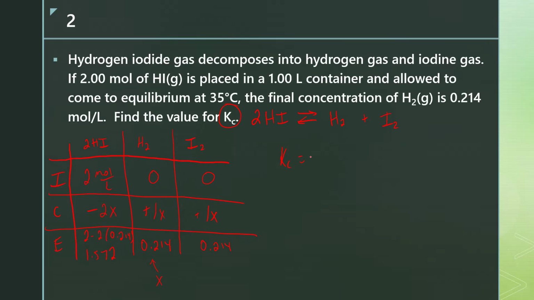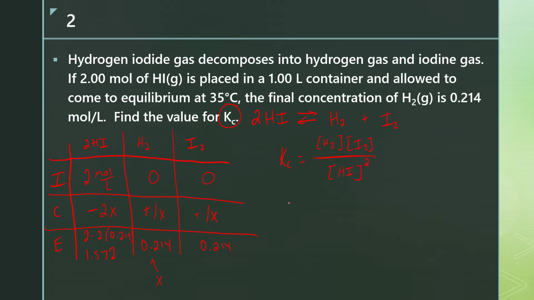Kc is going to equal our products, which will be H2 times I2, divided by our reactants. And the only reactant we have is HI. But notice how there's 2 HIs. When we have a coefficient in front of one of these things, that actually becomes an exponent here.